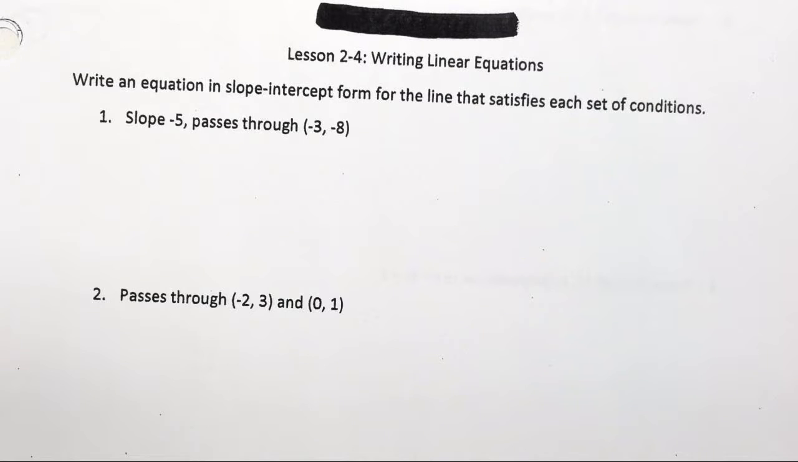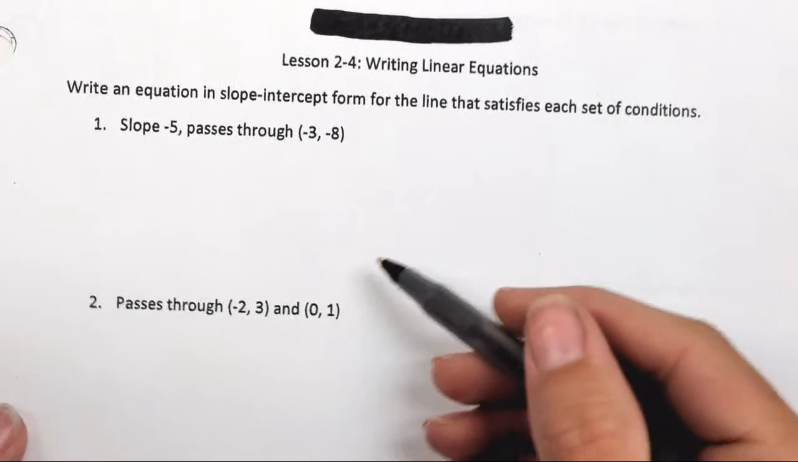Alright, what do you have to have to write an equation in slope-intercept form? What do you have to have? Alright, let's try this again. What do you have to write an equation in slope-intercept form? Slope and y-intercept. Good. Alright, which one do they already give us?